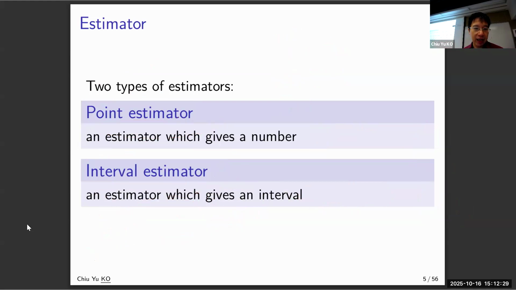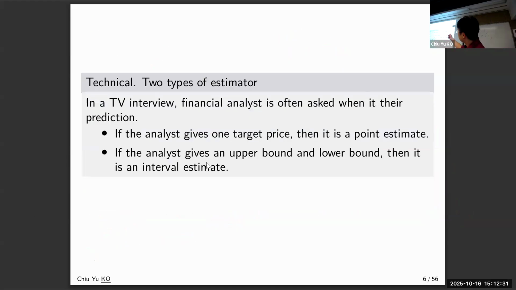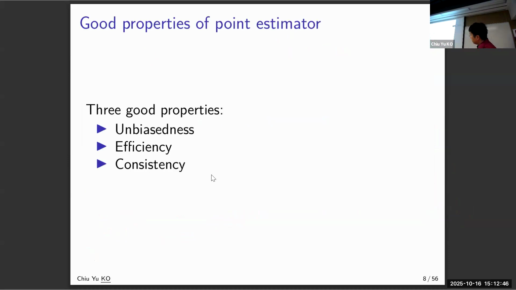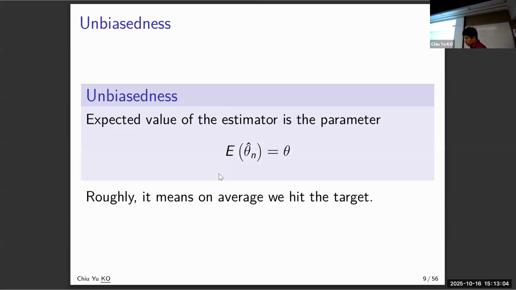And before we end, I already said, right? The TV interview: if you give one target price, it's a point estimate. If you give a range, upper bound and lower bound, it's an interval. Point estimate. It turns out that there are many ways to estimate one thing. Then there are actually many criteria, but these 3 are accepted to be good ones. First, unbiased. Second, efficient. Third, consistency. I can talk about unbiased, and that would be the end of today.